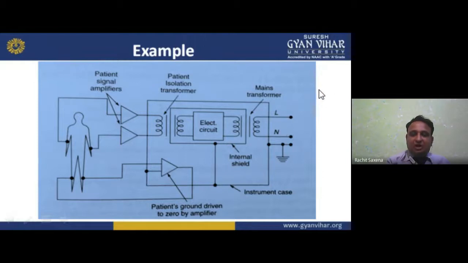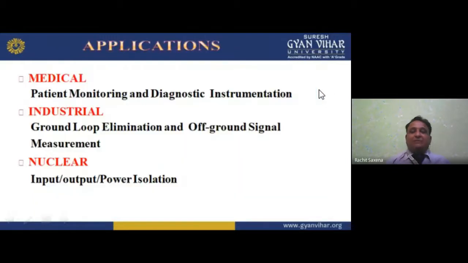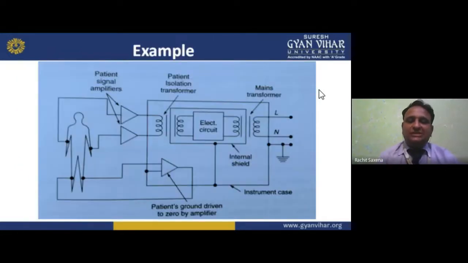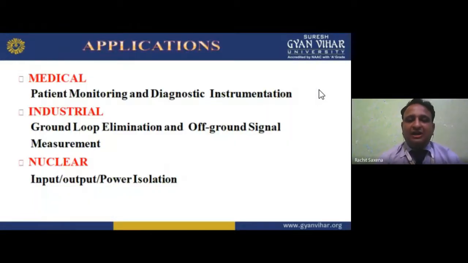Okay, I hope you understand. Now moving forward, the applications where we are using this is also the most important part. Medical: patient monitoring and diagnostic instrumentation. Industrial: ground loop elimination and off ground signal measurement. In medical, this is the example I basically showed you, the patient example: patient monitoring and diagnostic instrumentation.